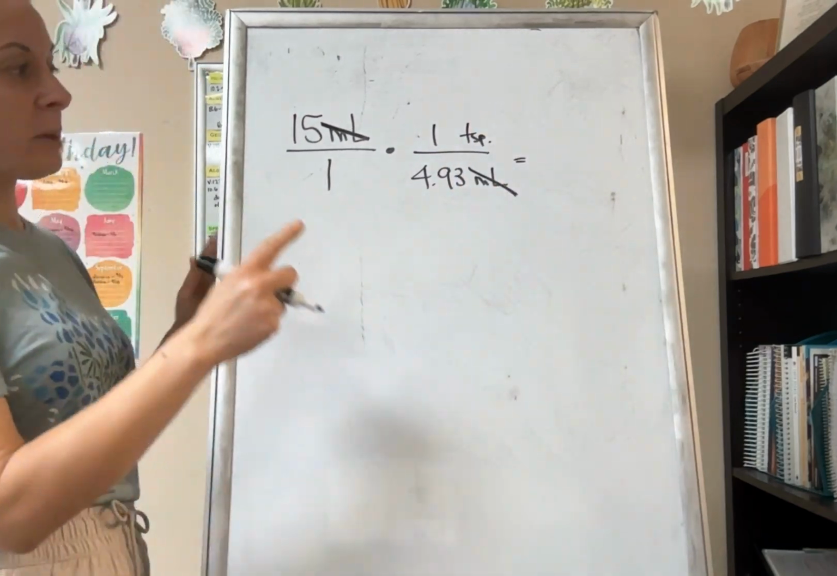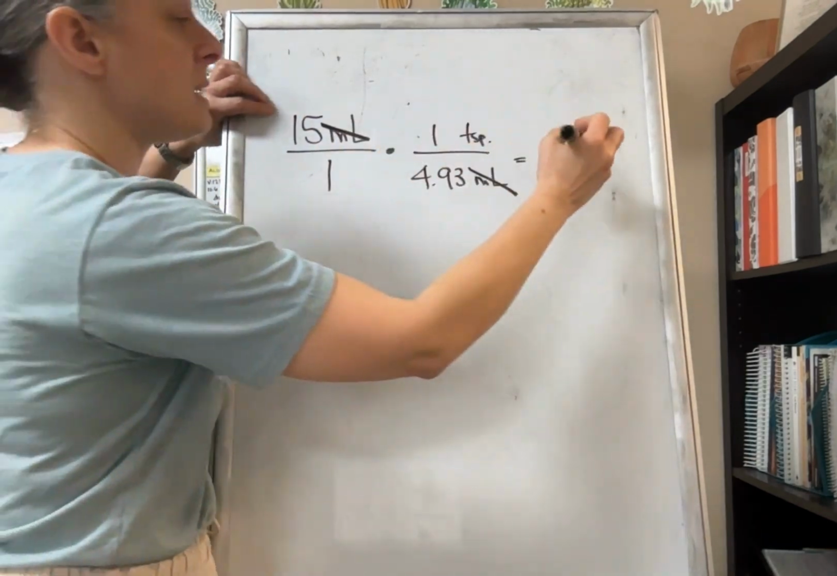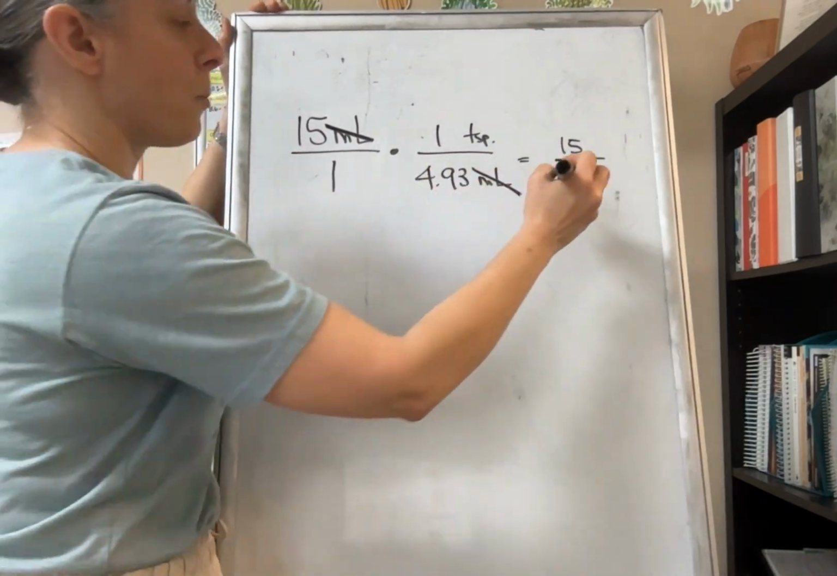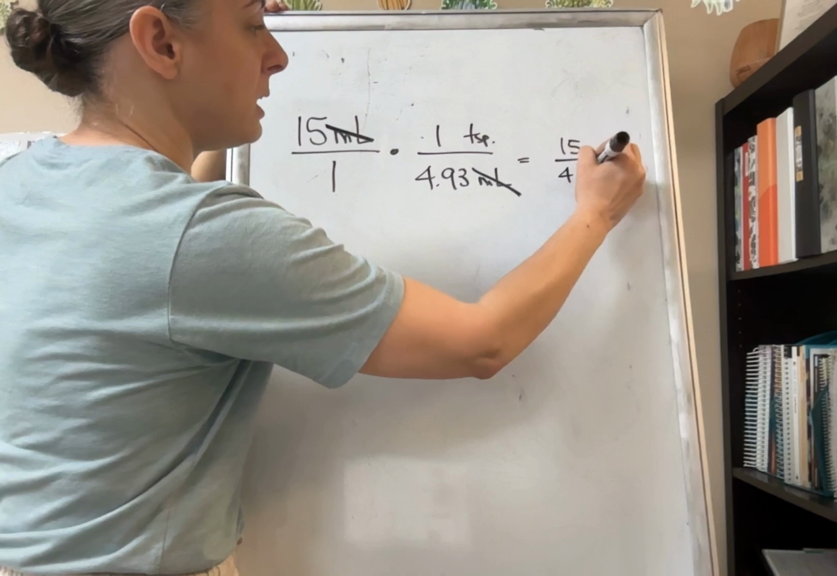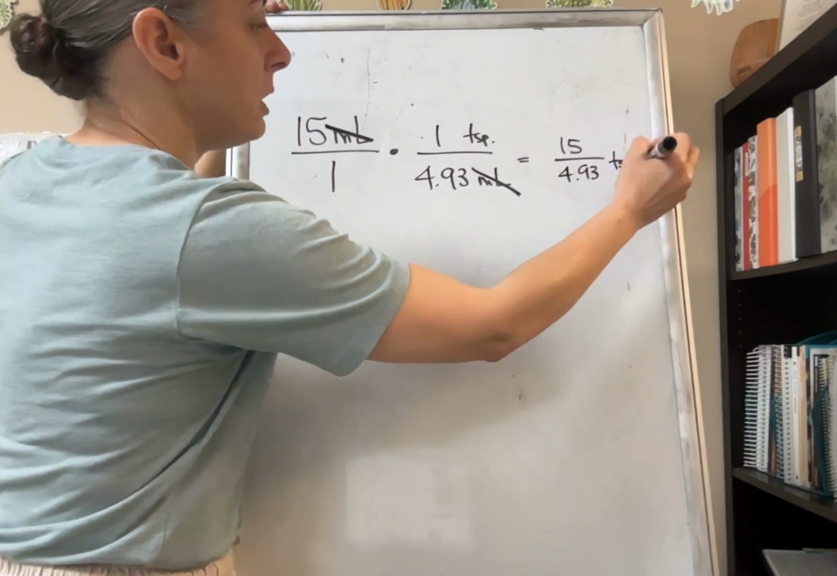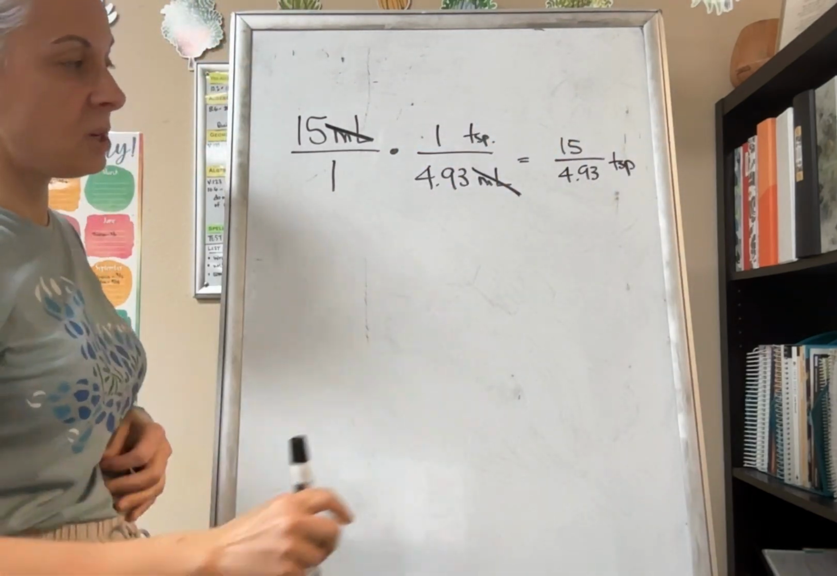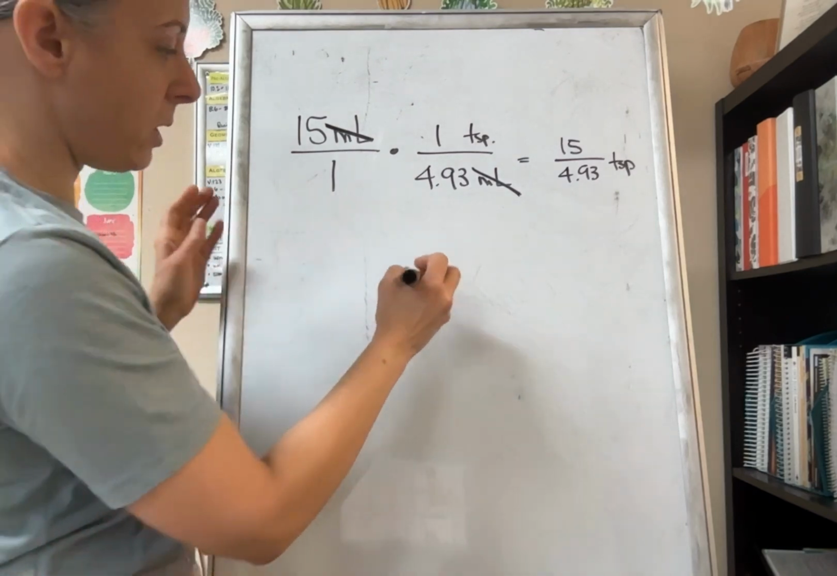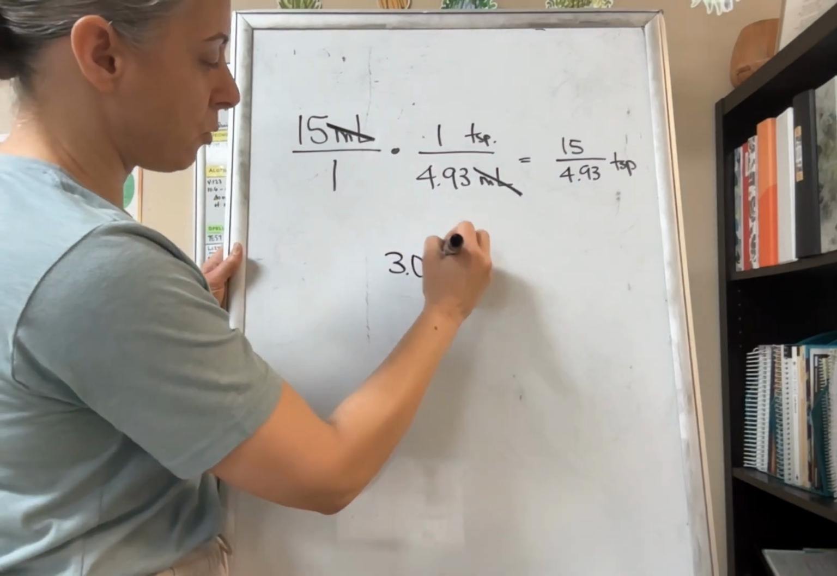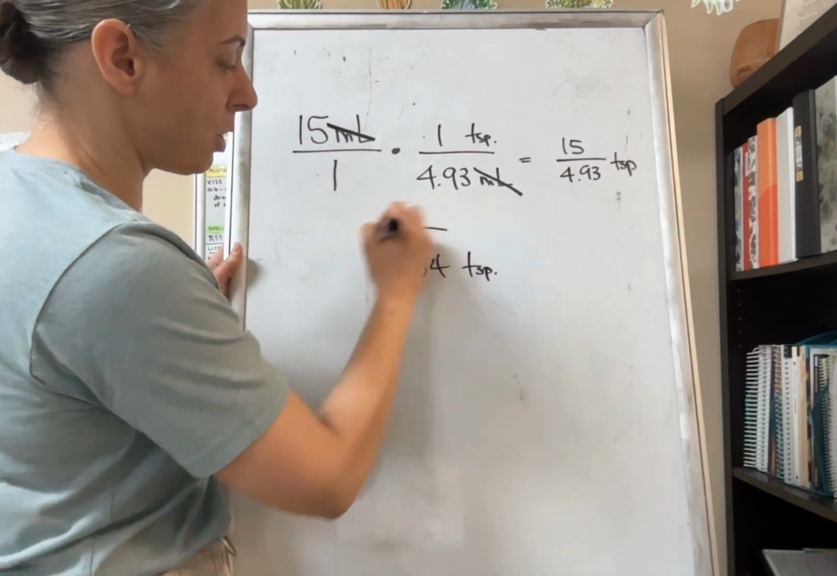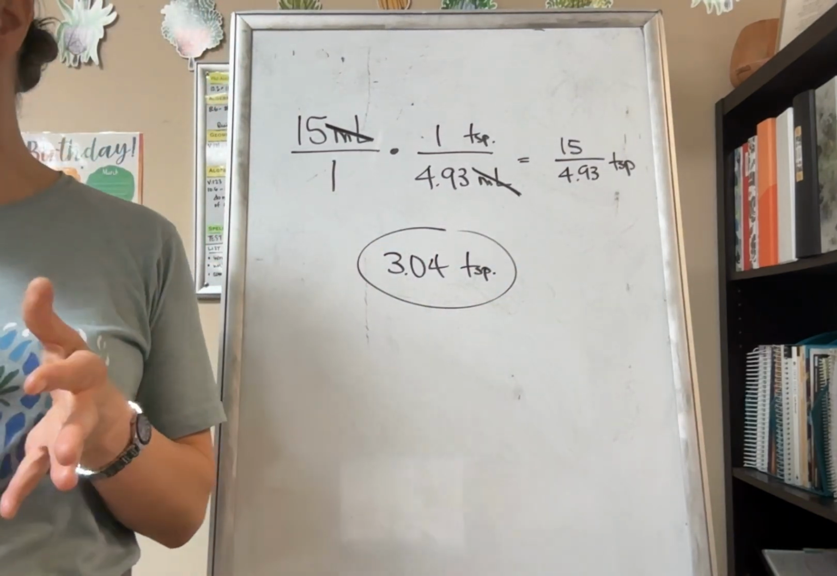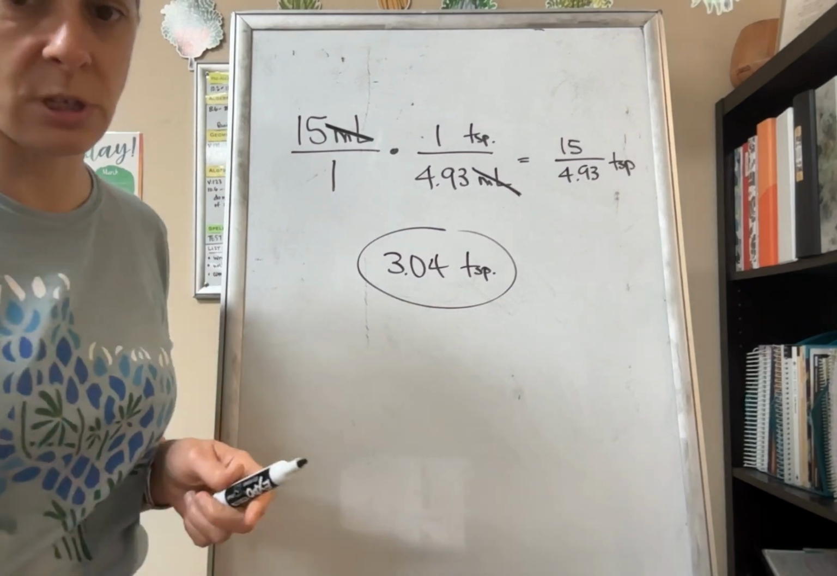So let's do our multiplication. Numerator, 15 times 1 is 15. Denominator, 1 times 4.93 is 4.93. The only unit we have left is teaspoons. So now if we say 15 divided by 4.93, we get 3.04 teaspoons. So 3 teaspoons is about the same as 15 milliliters.